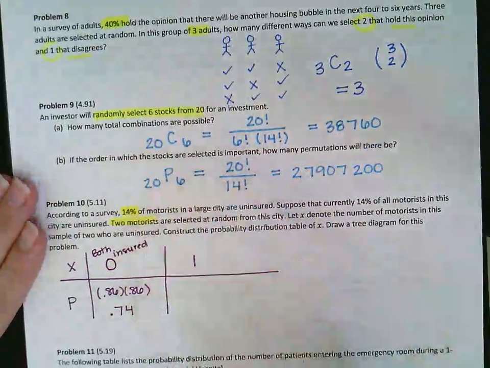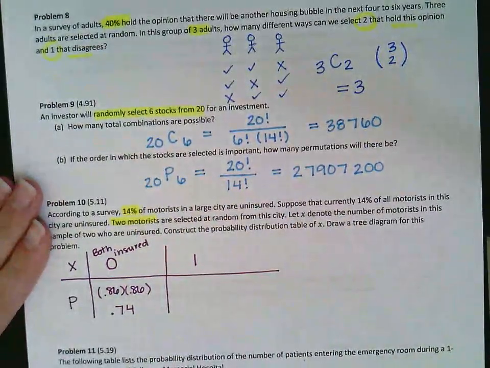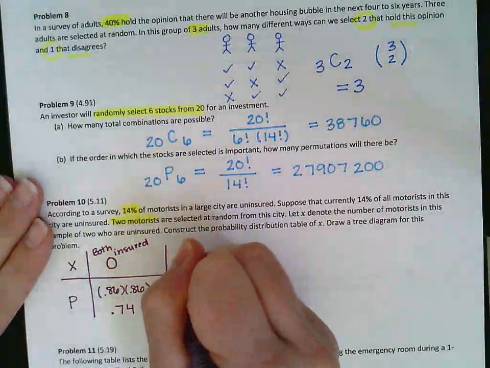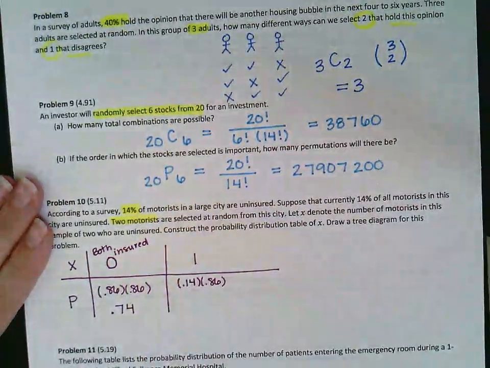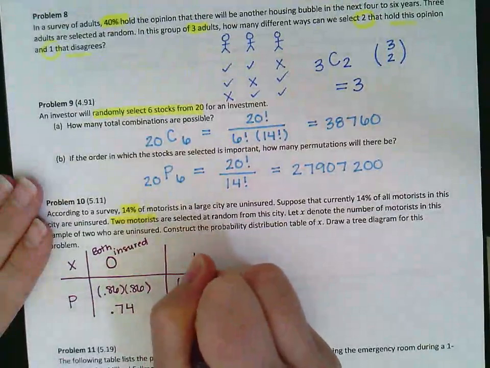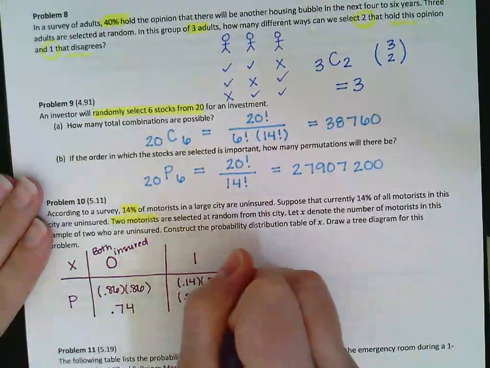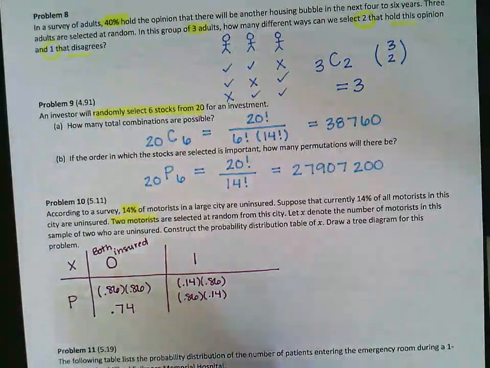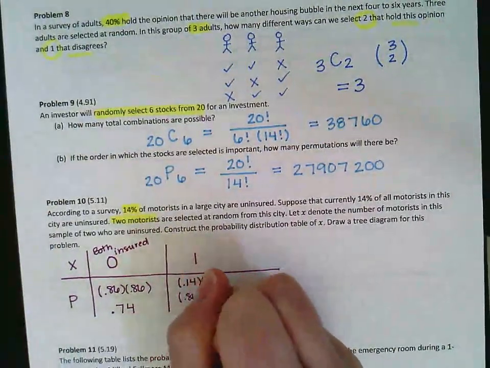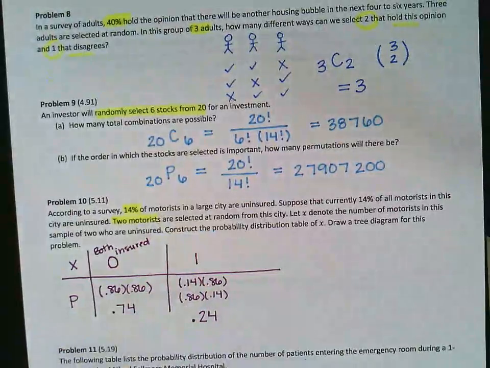We do have the outcome that one of the 2 is insured. Well, we can't assume order. So that could be that the first one is insured, but it could also be that the second one is insured. And those are 2 different ways that we can get that combination of 1, which gives us 0.24.